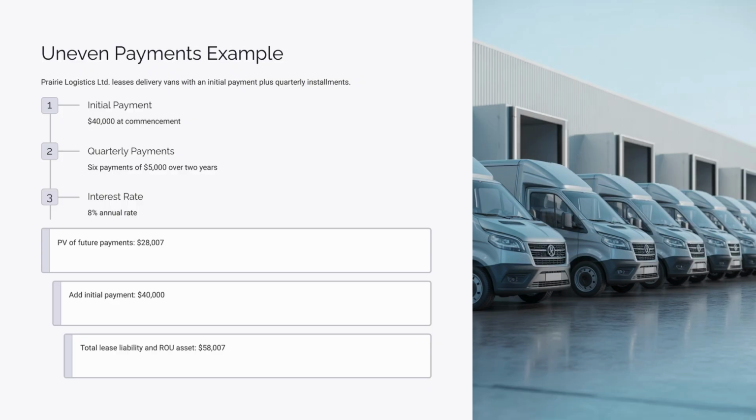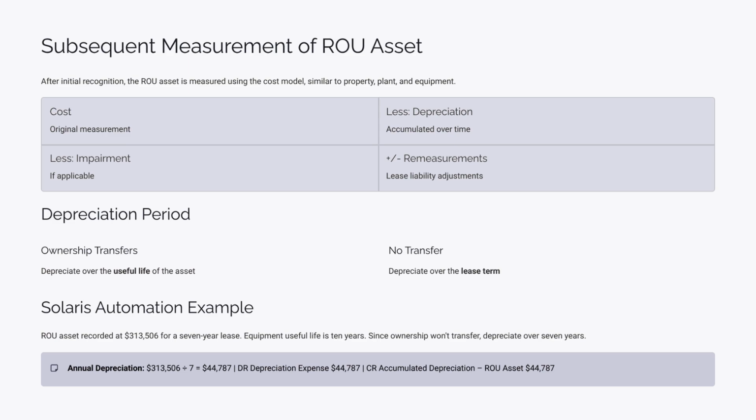Now that we've set up the asset and liability, let's talk about what happens next. After initial recognition, the ROU asset is measured using the cost model, just like property, plant, and equipment. That means cost minus accumulated depreciation, minus impairment, plus or minus any remeasurements of the lease liability. If ownership is expected to transfer, for example, there's a bargain purchase option, depreciate over the useful life of the asset. If not, depreciate over the lease term.